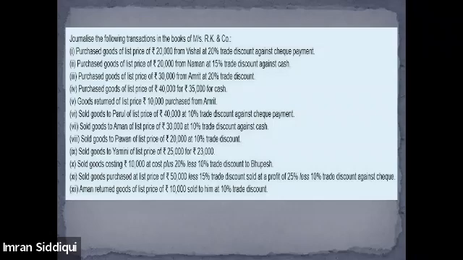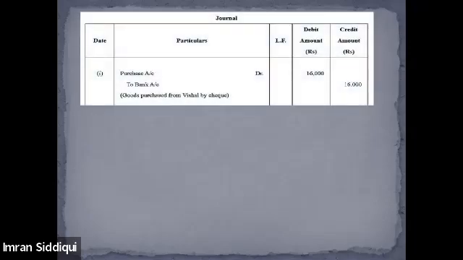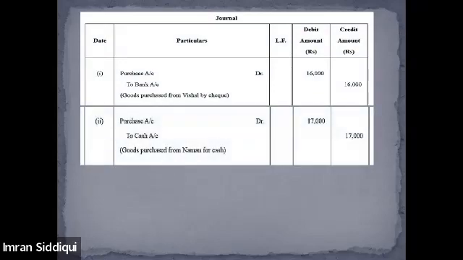Okay, then. So let's start with the solution. So could you please tell me the entry for the first transaction? Vanisha? Purchase account debit to bank account. Okay. Next one, Pratika. Purchases account to cash account. Purchases to cash account. All right. Tell me the next entry.